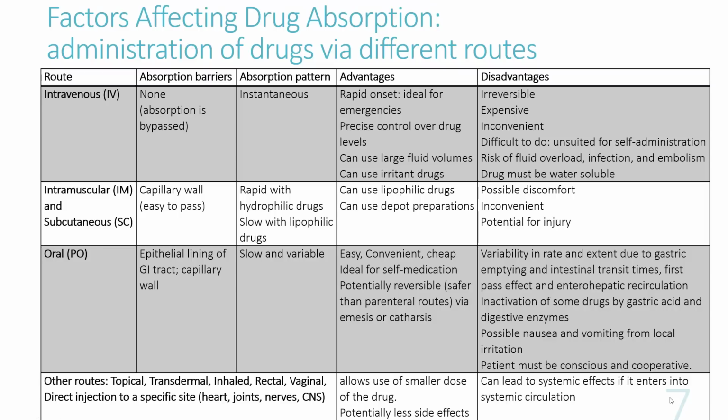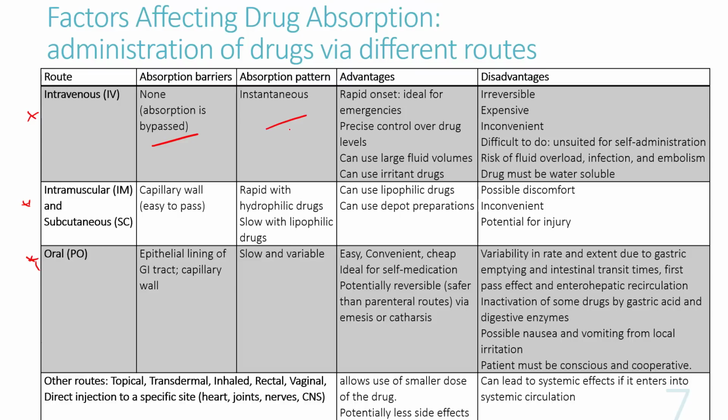So to follow on, this slide basically gives you an overview about the factors that affect drug absorption depending on the route of administration. So you can see over here, the routes of administration that we'll focus on are intravenous, intramuscular and subcutaneous grouped together, and oral. As you know, if a drug is given intravenously, there's really no absorption barrier because it's injected directly into the vein and straight into the systemic circulation.